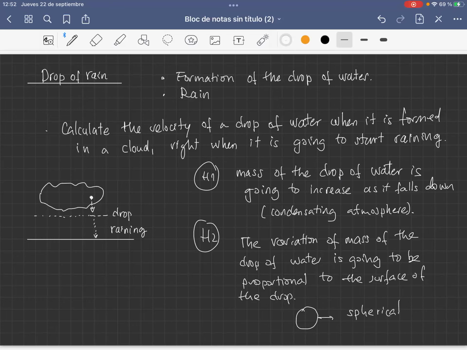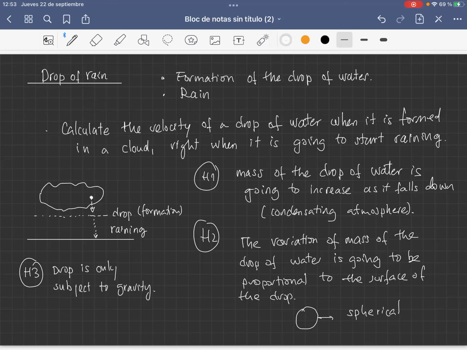And well, the third hypothesis is that the only force that the drop, at the formation of the drop, we're still in the formation process, the drop is only subject to gravity. Okay, so bearing in mind these three hypotheses, we can start to construct our model.